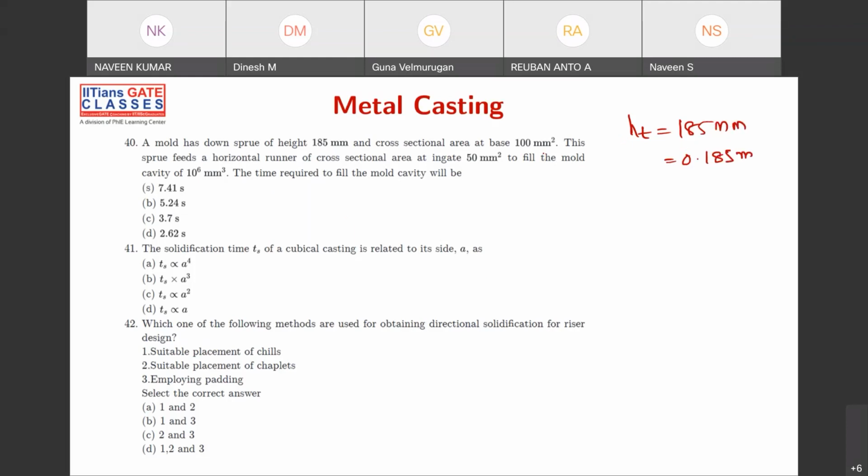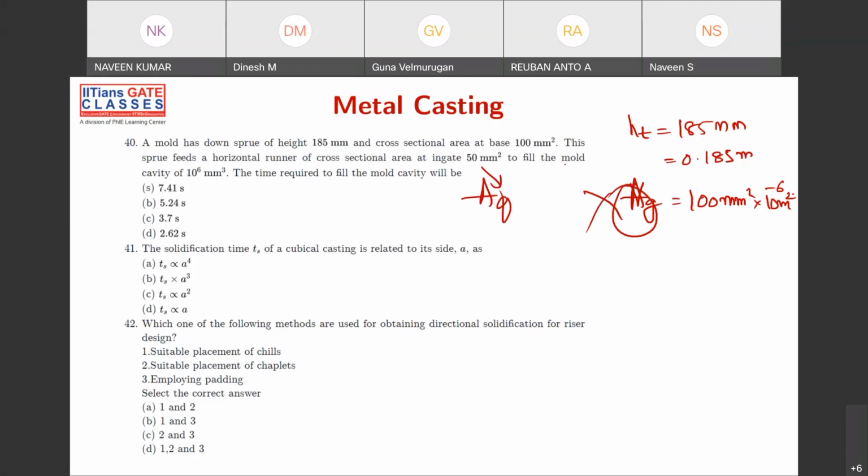And then the base area, sorry, area of gate. Area of gate is equal to 100 mm square. It can be 100 times 10 to the power of minus 6 meters square. You can write like this. Anyway, I'm converting that into meters. You can check that. And this is the sprue. This sprue feeds the horizontal runner, cross-sectional area of in-gate. So the in-gate area, okay, this is not the area of gate. This is not the area of gate. The in-gate area is this. This is the AG.